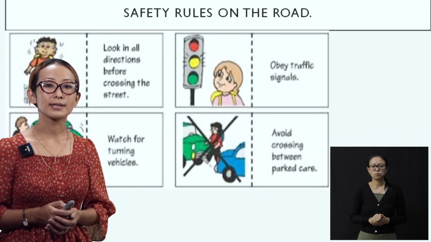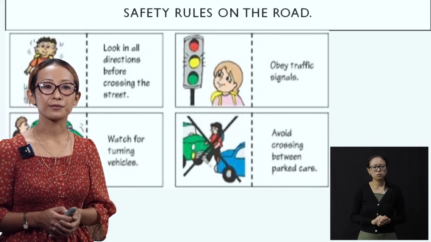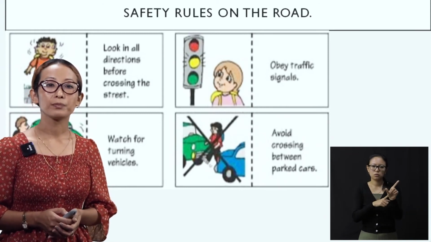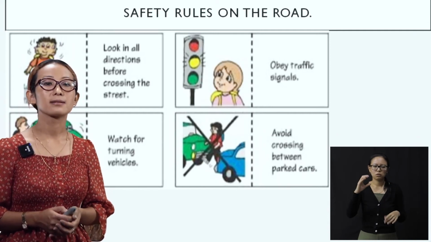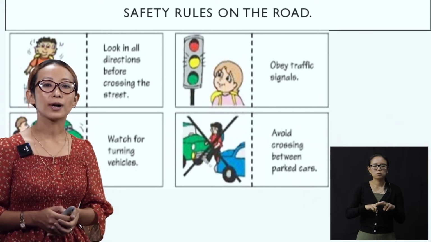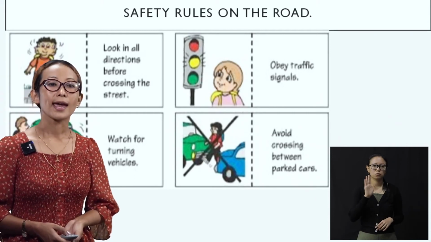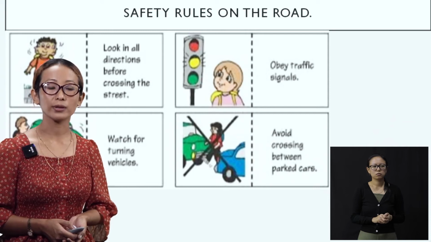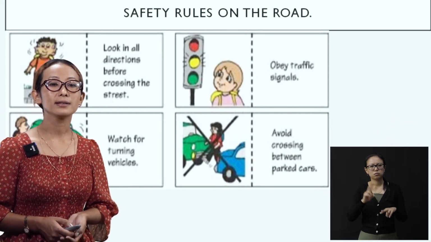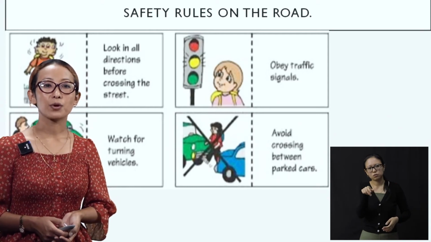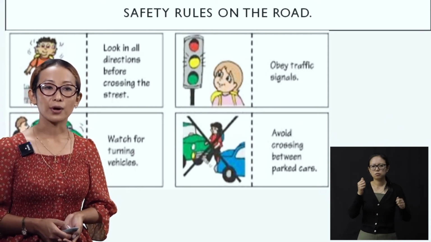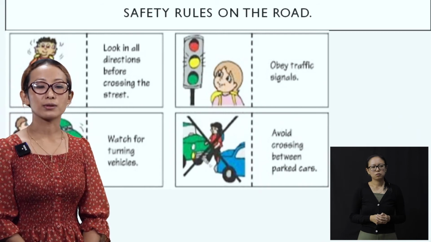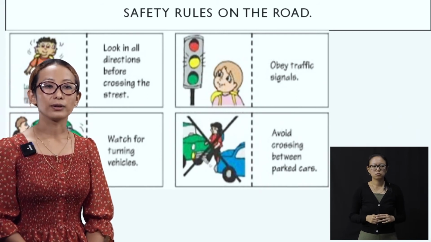The next important rule that you have to follow is that you have to obey the traffic rules. As I have told you, red light means stop, yellow light means wait, and green light means you can go. So you have to follow these traffic signals. It is also very important to watch for turning vehicles while you are about to cross the road. And the next important safety rule is that you have to avoid crossing the road between parked cars. You can see it there in the picture. So you should not cross the road between parked cars.